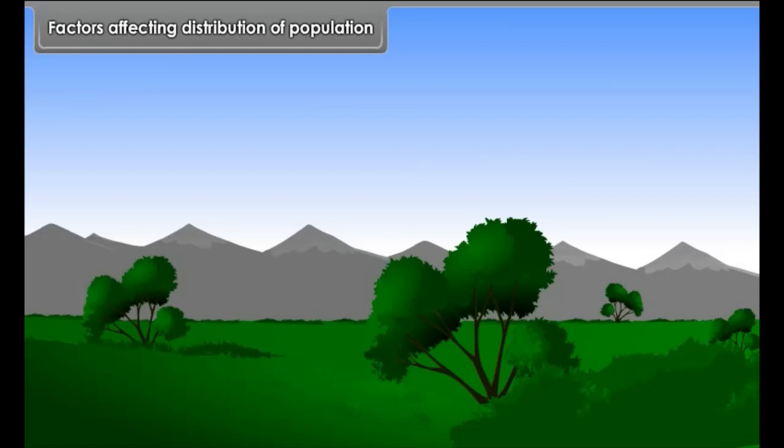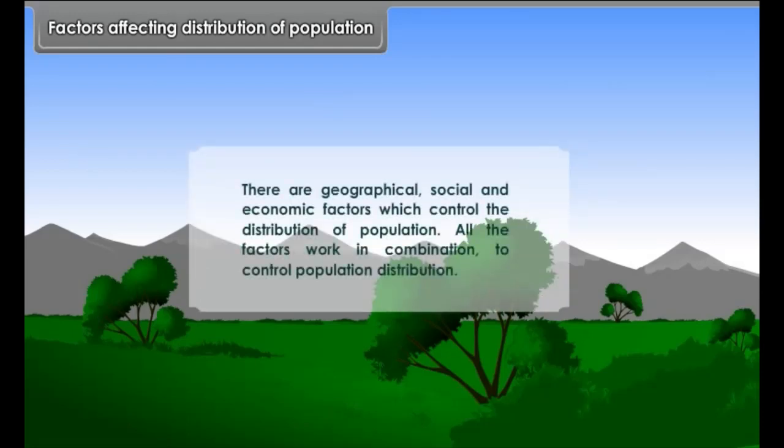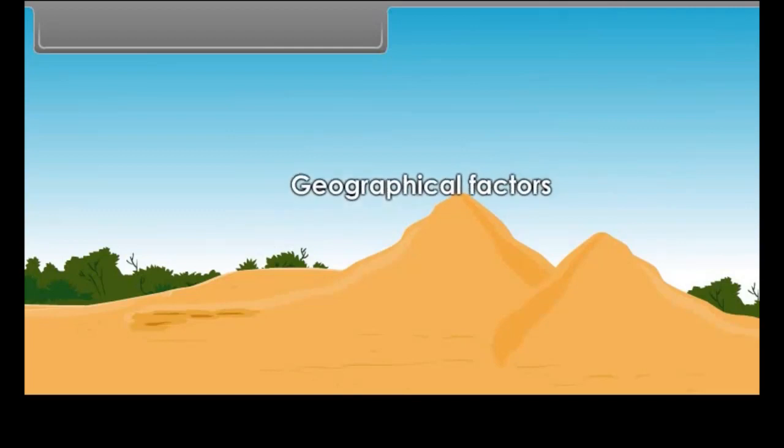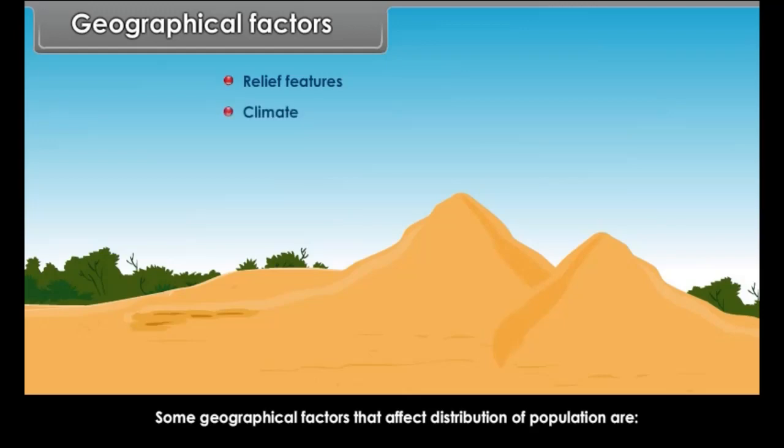Factors affecting distribution of population. There are geographical, social and economic factors which control the distribution of population. All the factors work in combination to control population distribution. Geographical factors. Some geographical factors that affect distribution of population are relief features, climate, fertility of soil, development of industries.